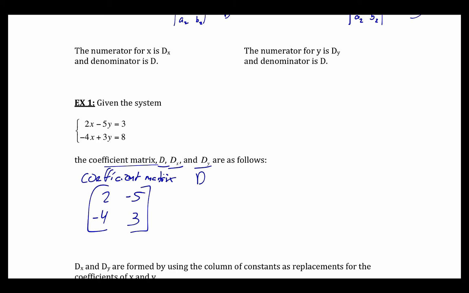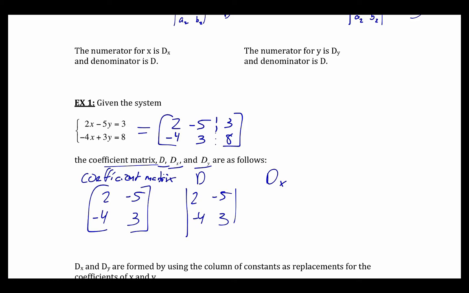D is just going to be the determinant version of that. So it would be 2, negative 5, negative 4, and 3. And then d sub x would be, and this is where things are going to get a little tricky. Let me emphasize something here. If we make this into an augmented matrix, it's 2, negative 5, 3, and negative 4, 3, 8, with a dashed line. The first column would be our A's, second column would be our B's, and the third column would be our C's.